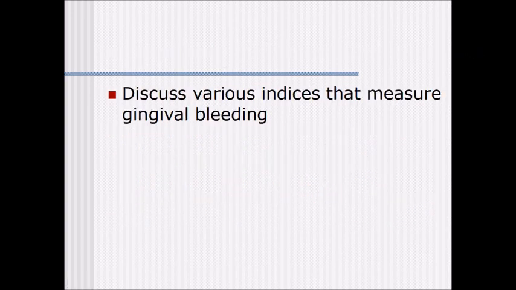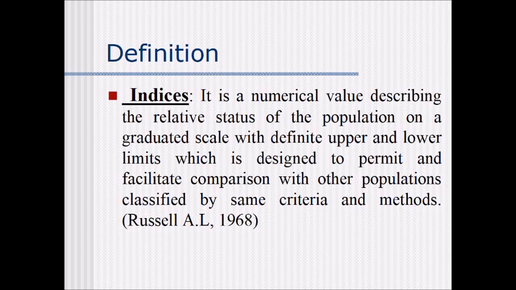Now coming on to the short note. Discuss various indices that measure gingival bleeding. Coming on to the definition of indices. It is a numerical value describing the relative status of the population on a graduated scale with definitive upper and lower limit, which is designed to permit and facilitate comparison with other populations classified by the same criteria and method.